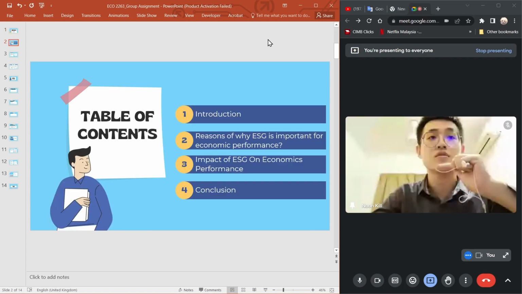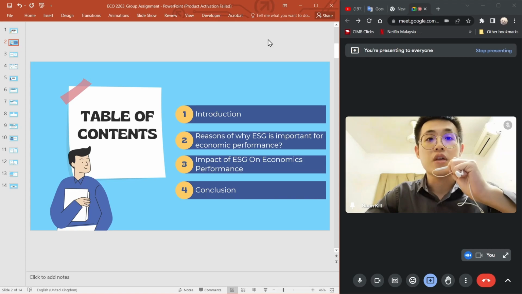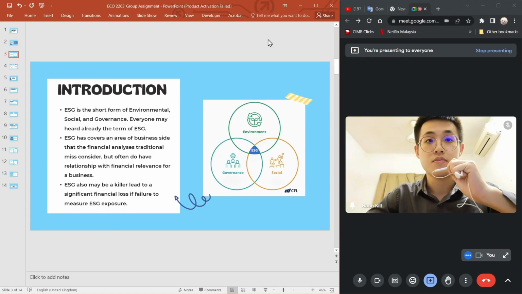So first is the table of contents. The table of contents includes the introductions, the reasons why ESG is important for economic performance, the impact of ESG on economic performance, and last is the conclusion. So first, we talk about the introductions.